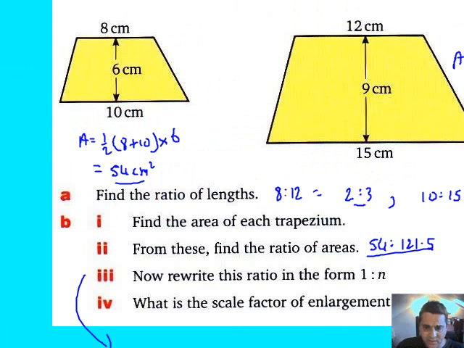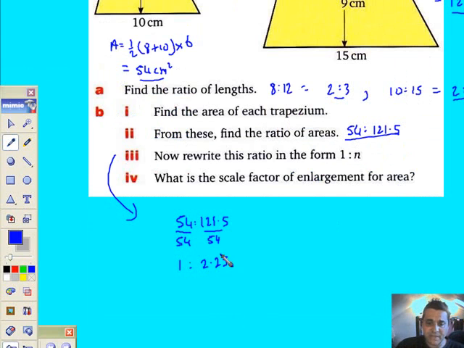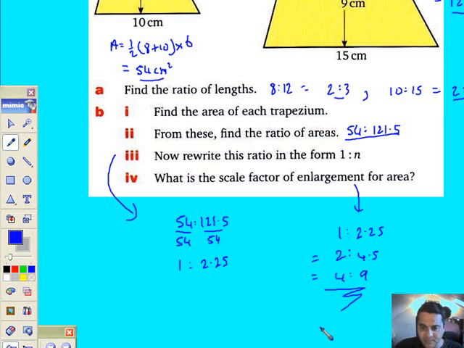What is the scale factor of the enlargement for the area? Well, the area enlargement is going to be 1 to 2.25. Let's just simplify that a little bit, shall we? So I've got 1 to 2.25. If I double it, I've got 2 to 4.5. And if I double again, just to get rid of the half, I go 4 to 9. That's the ratio of my areas. Okay, so that's that one. I'll pause that and I'll prepare for the next question.